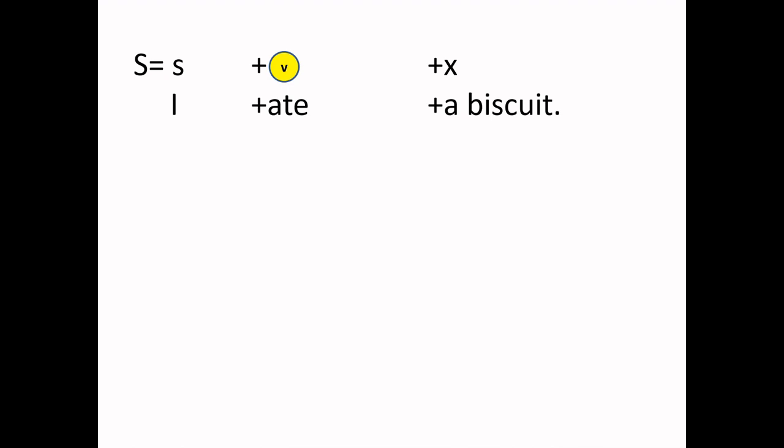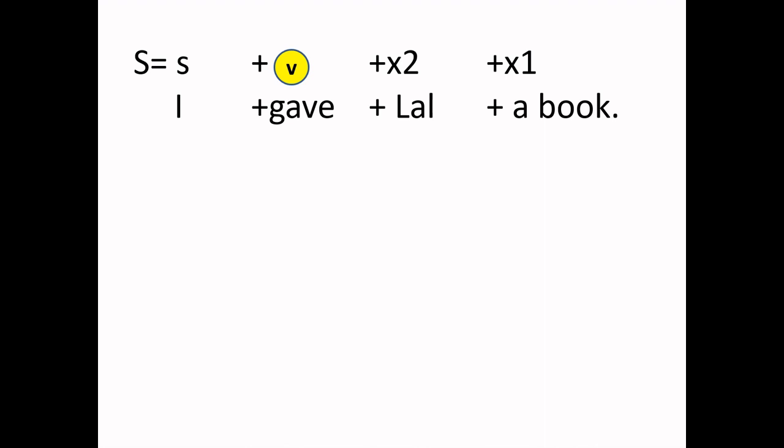Then we move on to another very basic pattern. S equals S plus V plus X2 plus X1. There are two X units. One receives the direct impact, the second receives the indirect impact. That is why we distinguish one X from the other X by putting 1 and 2. So X2 receives the indirect one, X1 receives the direct impact. So I want to write, I gave Lal a book.